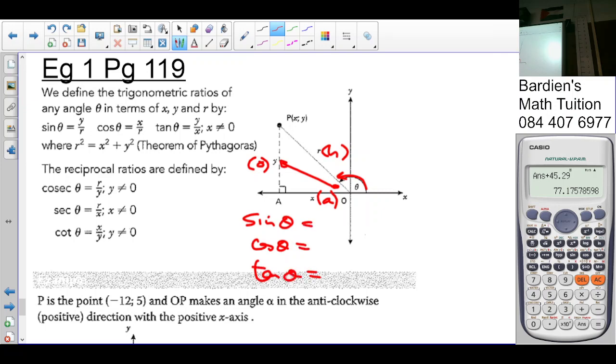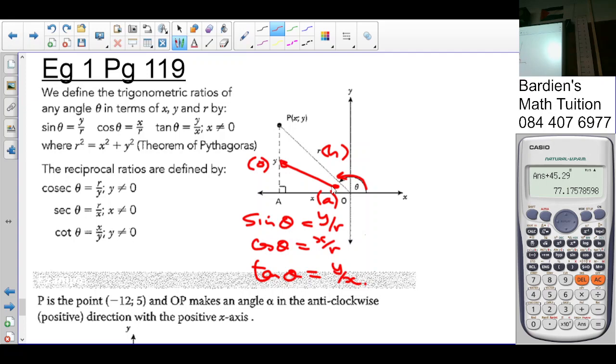Sine is opposite over hypotenuse, so it's y over r. Can you see that? This is cos. Cos is adjacent over hypotenuse, so it's x over r. You guys understand? Then what would tan be? Opposite over adjacent, so it's going to be y over x. You guys see that? Make a note of that quickly.